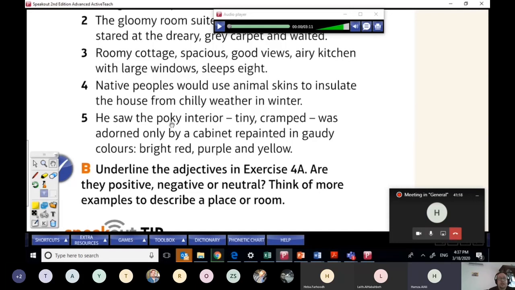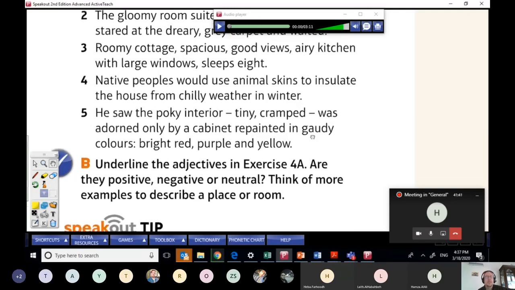Good. And also there's another meaning for pokey, which means very slow. So if I'm walking along with my kids and they're walking too slow, I might say, stop being so pokey. So there's a couple meanings for this word. Sometimes it means small and uncomfortable. Sometimes it means slow. Tiny always means small.